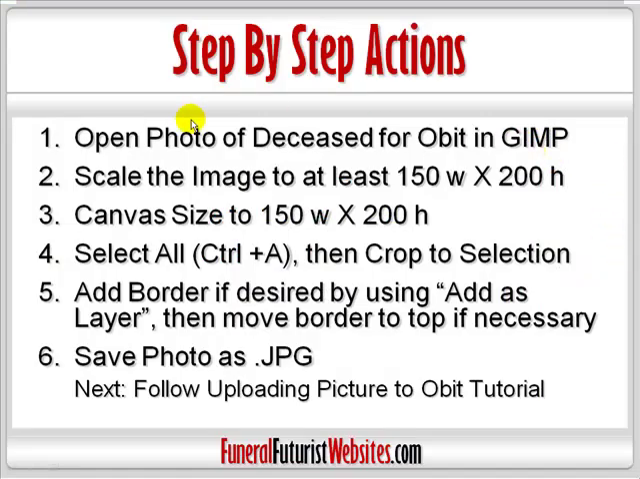So again, just to recap, we open the photo of the deceased in the GIMP image editor. We scaled the image to at least 150 by 200, and in our example, we actually went a little bit bigger because the picture wasn't perfectly centered. Then we resize the canvas to exactly 150 by 200. We select the entire image by using Select All, Control A, and then we crop to the selection. Then we got a little fancy and added the border using add as layers. Then we move the border up if necessary, but the border ended up on top, so that's good. And then we saved it as a JPEG. And that's how easy it is to use GIMP, the image editor.